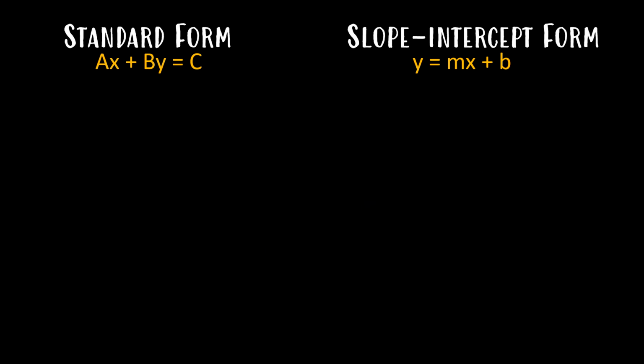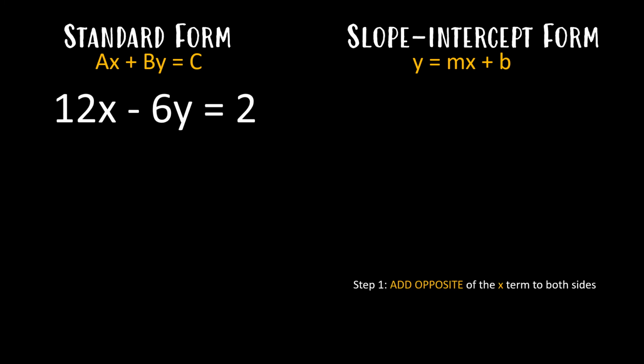Okay, last example. 12x minus 6y equals 2. So, doing the first step, add opposite of the x term to both sides, and that is, okay, mag-a-add tayo ng negative 12x, negative 12x. So, 12x plus negative 12x, so that will be 0. So, ang natira ay negative 6y.